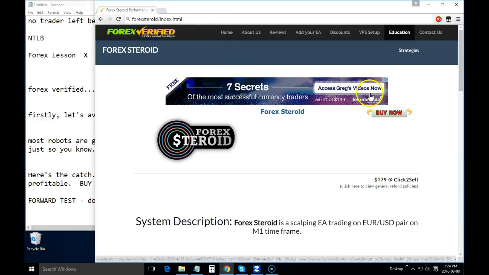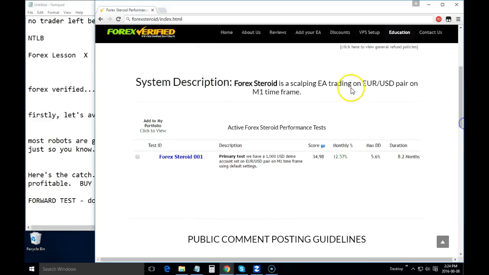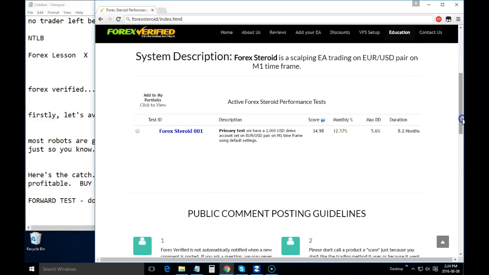Oh my God, Greg Secker's advertising. I'm telling you, don't go for Greg Secker. Anyway, okay, here's the scalping EA on a Euro-US pair on the M1 time frame. Here it is. This is probably some sort of verification site. Blah, blah, blah. Give it a second or two.